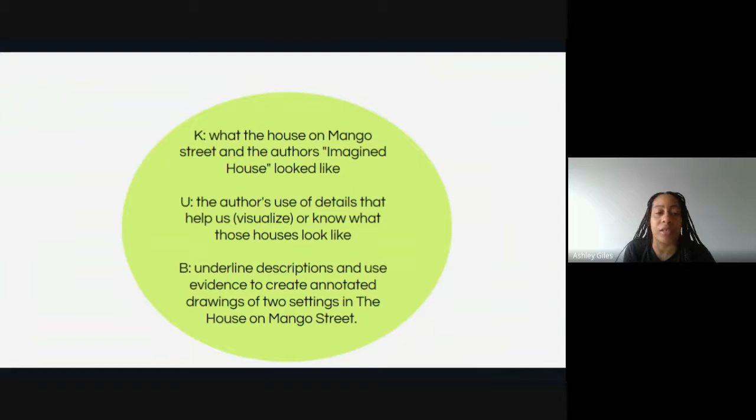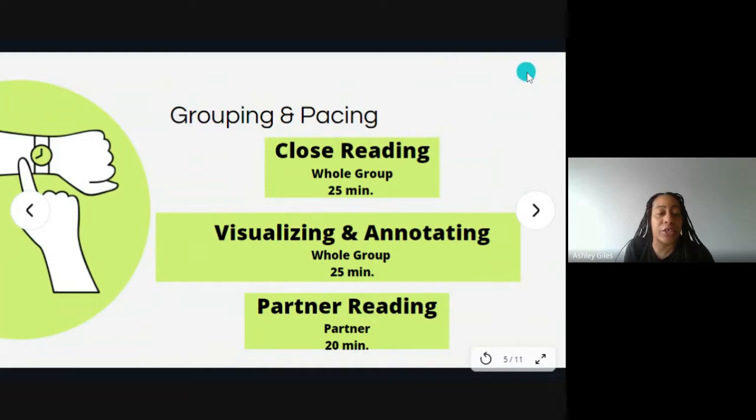So how to be close readers: look closely. And the student will be able to underline descriptions and use evidence to create annotated drawings of 2 settings in The House on Mango Street. This particular lesson, the reading portion, is broken down into 3 components. You have your close reading, which is going to be whole group, 25 minutes. They are going to be analyzing, but they're going to be visualizing and annotating as they analyze. And finally, they're going to get to do some partner work after the teacher has done some modeling.